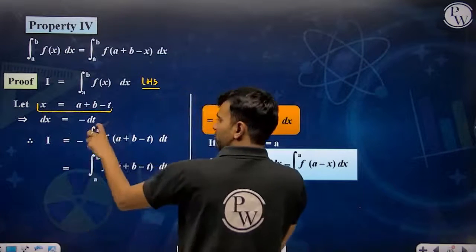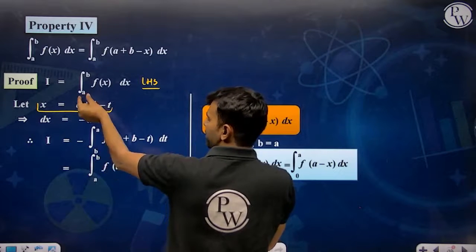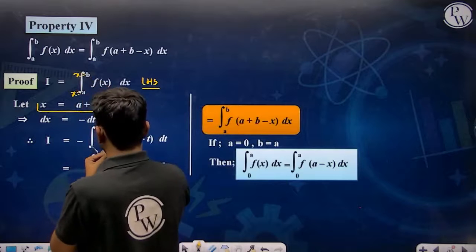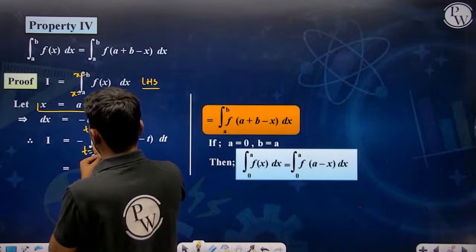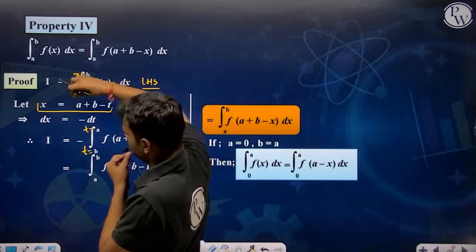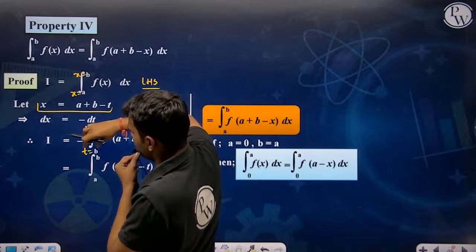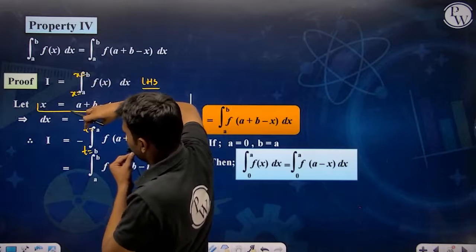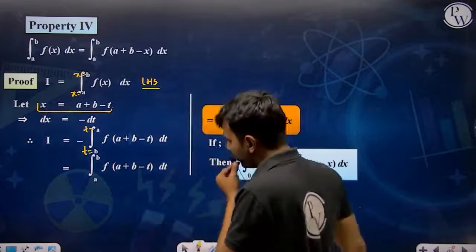So accordingly the limits will be changed, because this is x equals a, this is x equals b, but this is t equals b, and this is t equals a. So when x is equal to a, if you put it over here, t's value is going to be b. That's why this is the lower limit. When x is equal to b, you put it over here, then t's value is going to be a. So that's why the upper limit is t equals a. So like this it is going to happen, kids.